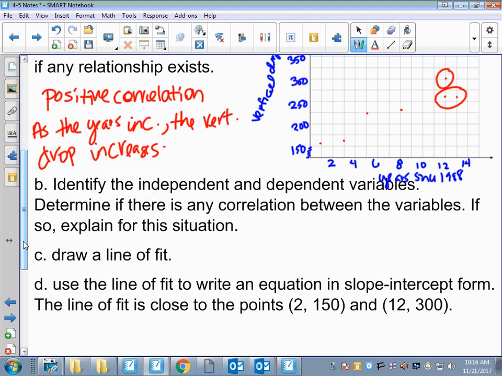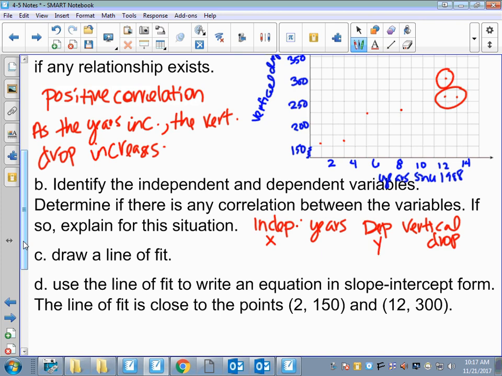So the independent variable would be years. Time is always independent. Can't change time. And the thing that depends on the years would be the vertical drop. You kind of need to decide this before you make your graph, because your independent has to be your x and your dependent has to be your y.